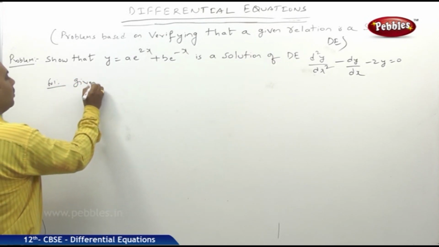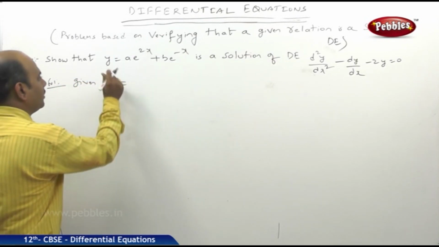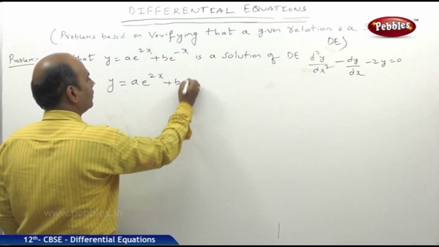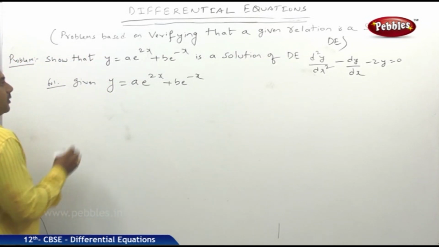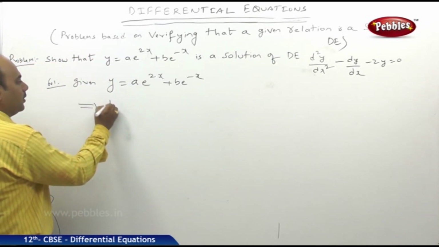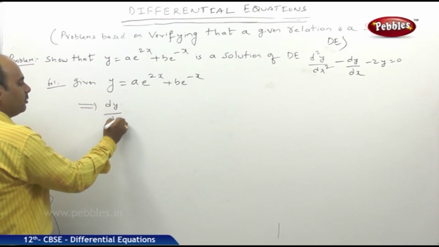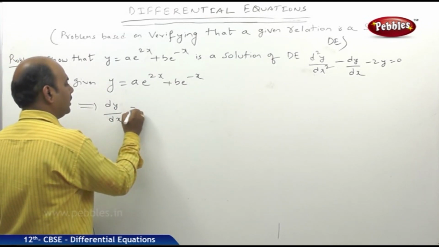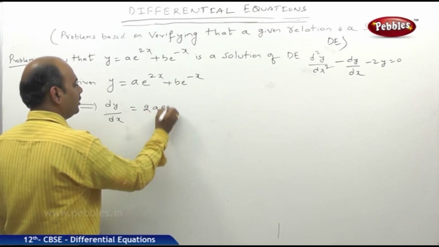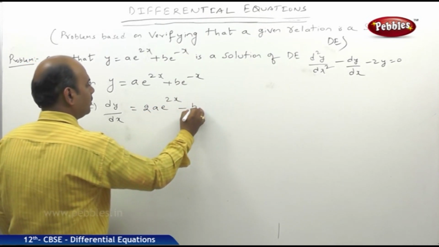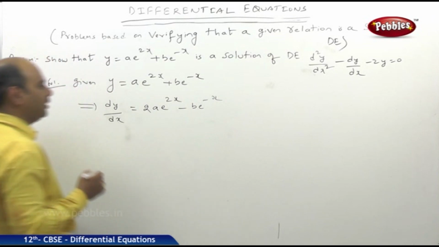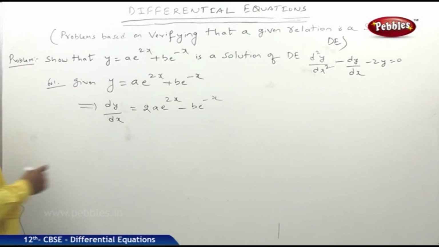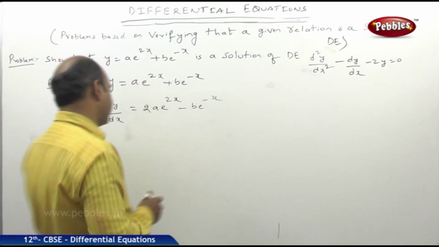what is our given relation? y is equal to a e power 2x plus b e power minus x. So what will I be doing? I will be deriving, that means finding the derivative of this. So dy by dx is equal to 2a e power 2x minus b e power minus x. So we obtained dy by dx.